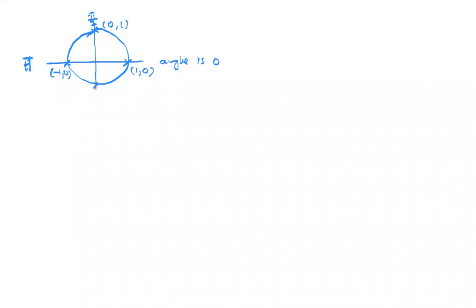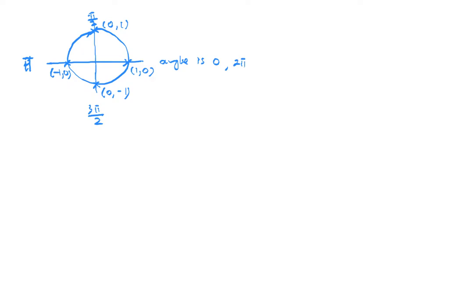And this one is 0, -1. And the angle is 3 pi by 2. All right? And you can go on to 2 pi. Go one round, 2 pi.